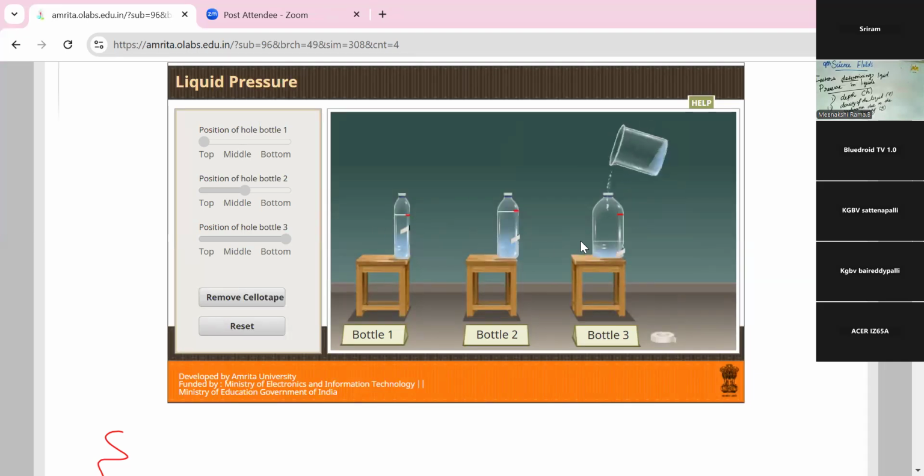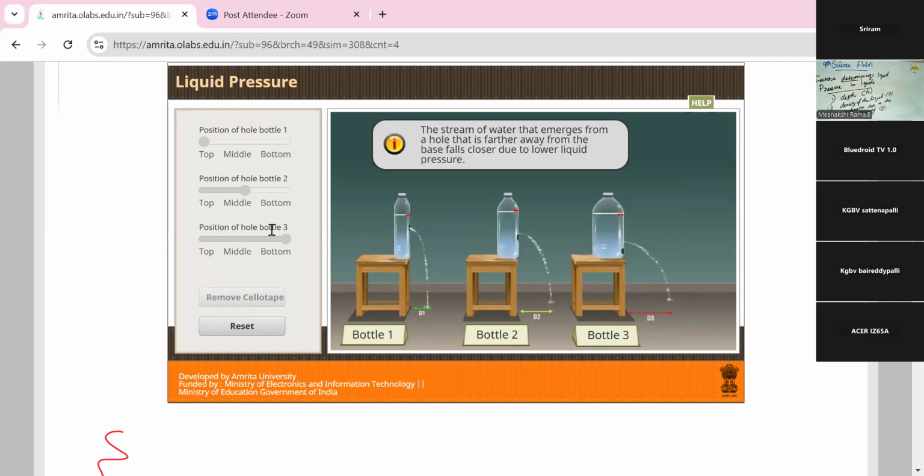So, the second way of the experiment, I am selecting the position of the holes to vary in these three bottles. First bottle position is in top, second bottle position is in the middle part, and third bottle position is in the bottom part. Okay, so next I am filling the water in these bottles. Now I am going to remove the sellotape in these three bottles, just to observe what will happen.